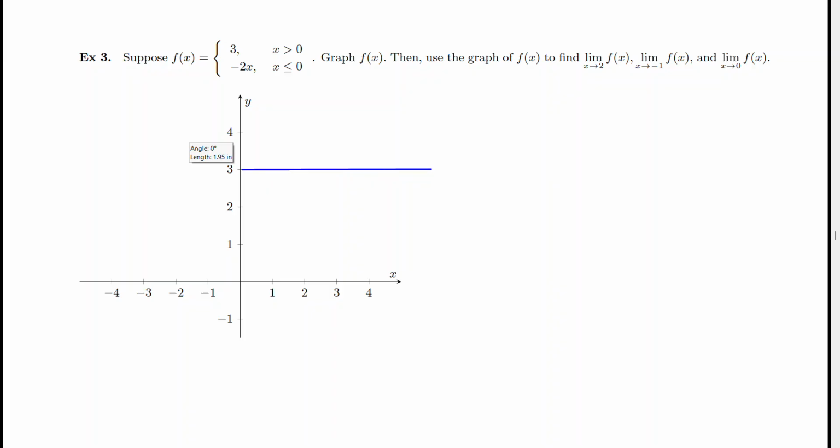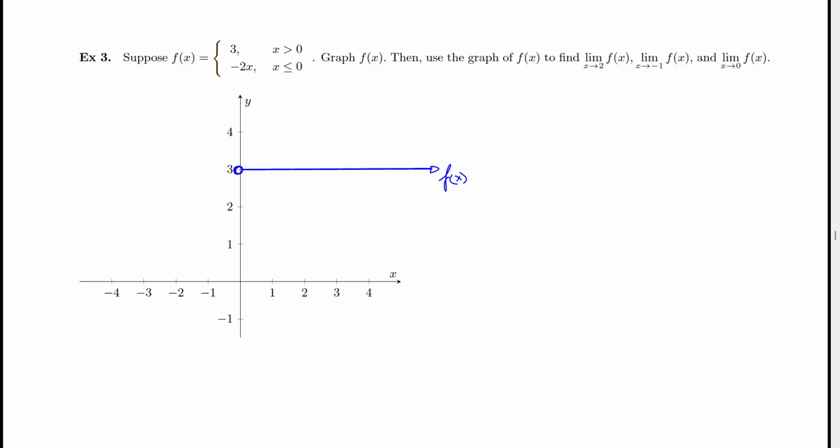The function is always 3 if the function has an x-coordinate that's bigger than 0. So that does not include 0 itself. There's an empty circle there. That's because this inequality does not have an equal sign.